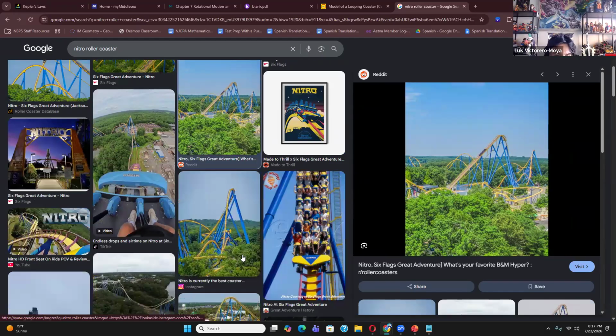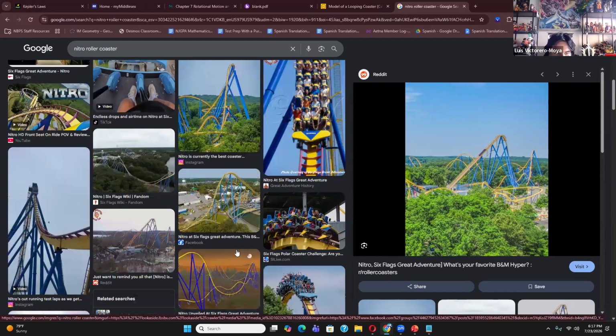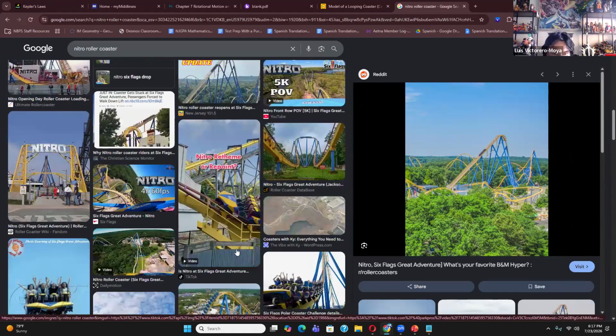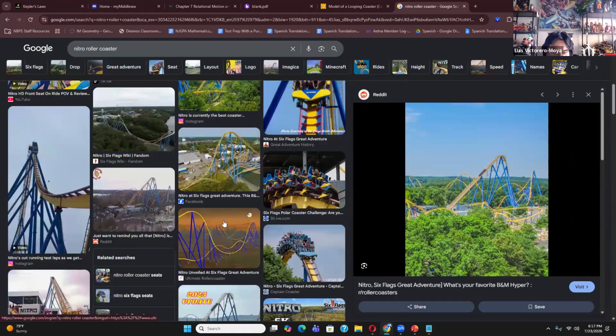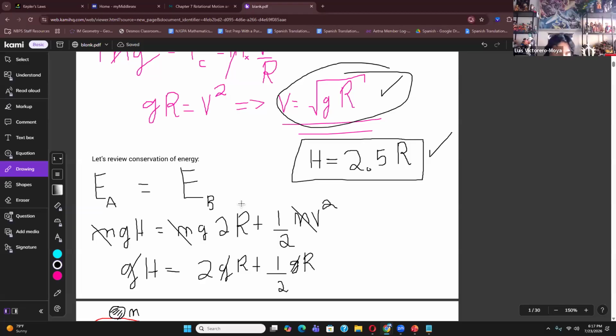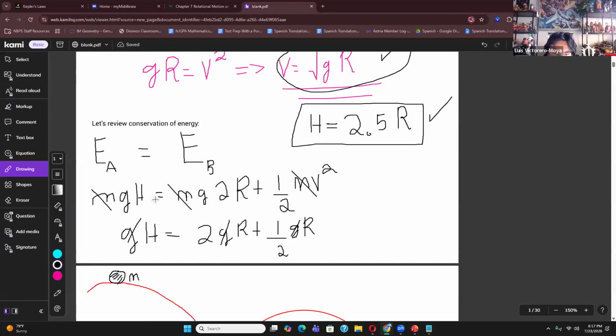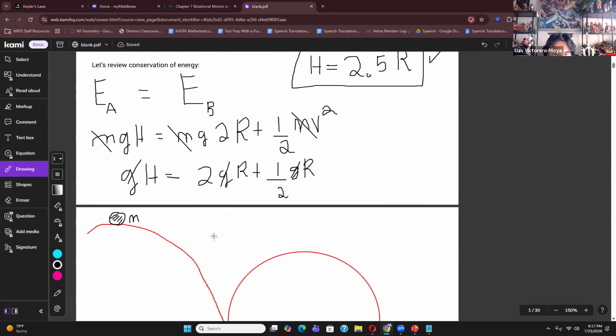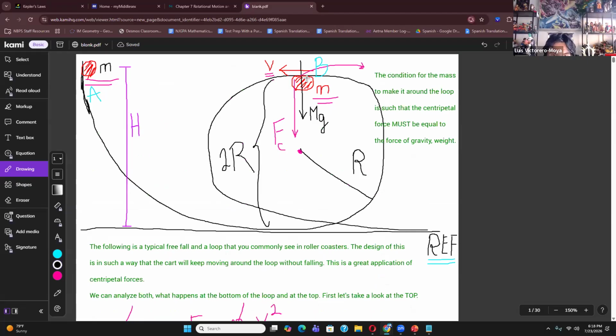And they make it even greater than that, like more than 2.5. So it's actually more safe, right? But that's why, right, roller coasters are really good applications of conservation of energy. And now you can see centripetal forces. All right. Now, that's what happens on the top. That's the condition on the top.